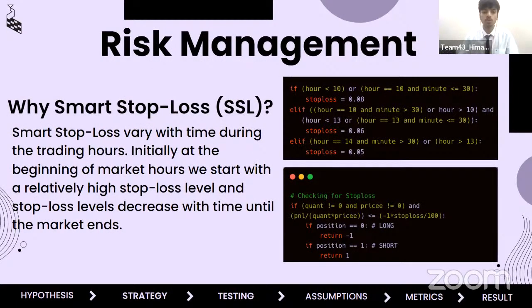Now we come to the risk management measures. The first risk management measure is a smart stop loss. This is a kind of stop loss that will vary with time during the trading hours. Initially, it will start with a high value, and then as the market ends, it will decrease. This is because during the start of the day the market is usually volatile, and as we go ahead with the day, we see the market being less volatile.